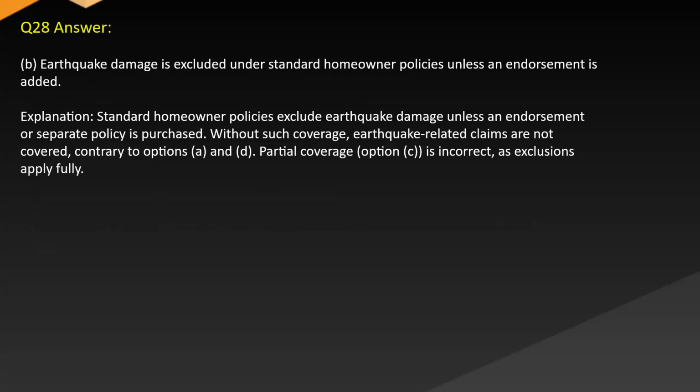Answer B. Earthquake damage is excluded under standard homeowner policies unless an endorsement is added. Explanation: standard homeowner policies exclude earthquake damage unless an endorsement or separate policy is purchased. Without such coverage, earthquake-related claims are not covered, contrary to options A and D. Partial coverage, option C, is incorrect, as exclusions apply fully.